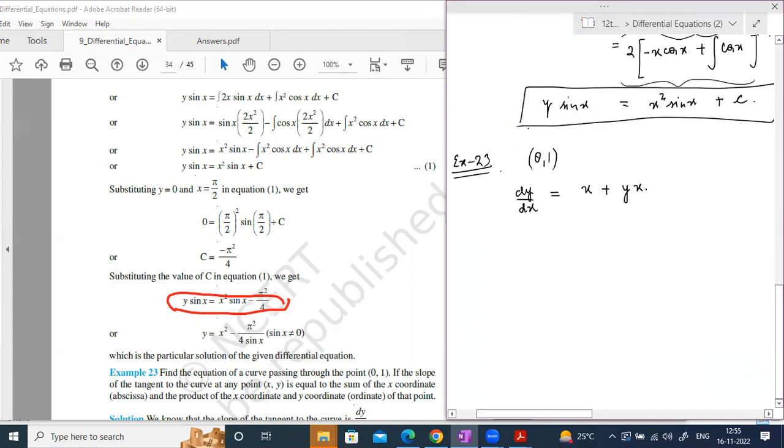Yes, sir. This equation will be formed, right? Let's rearrange it and see if it is in the linear form or not. dy by dx plus p times y is equal to q. Let's bring it into this form. So what will that be? dy by dx minus x into y is equal to x. Is that correct? Yes, sir.